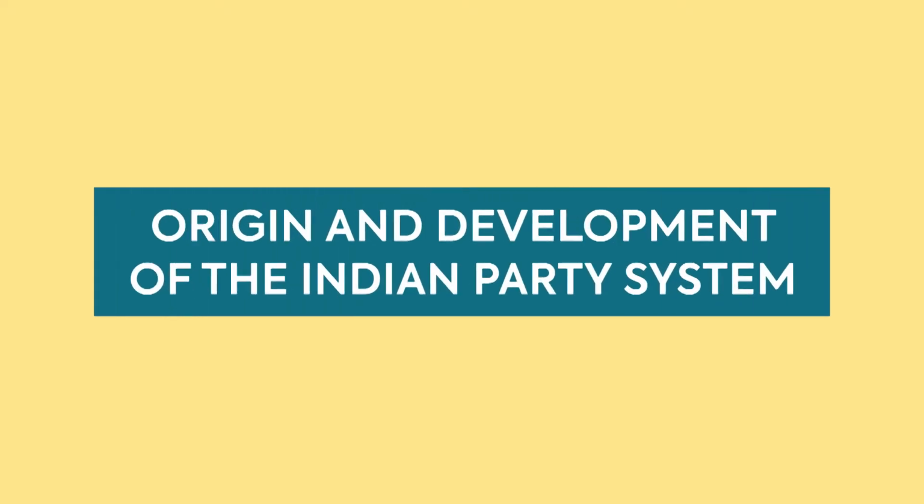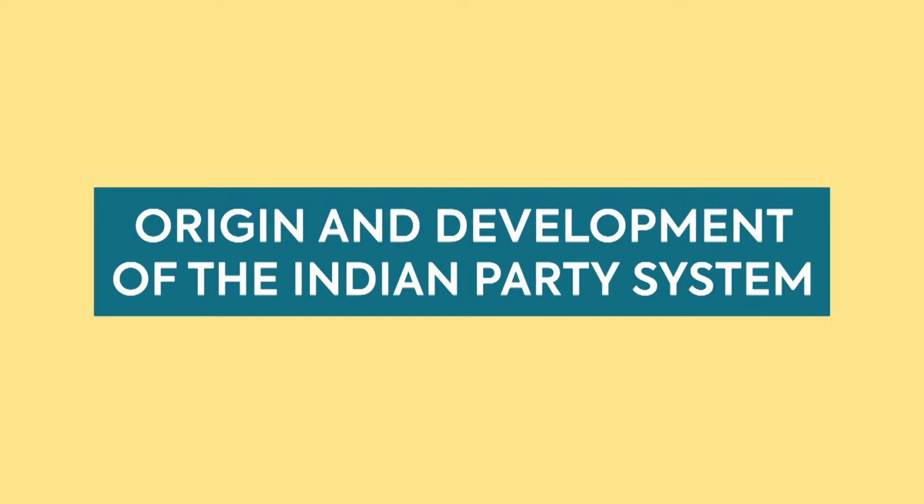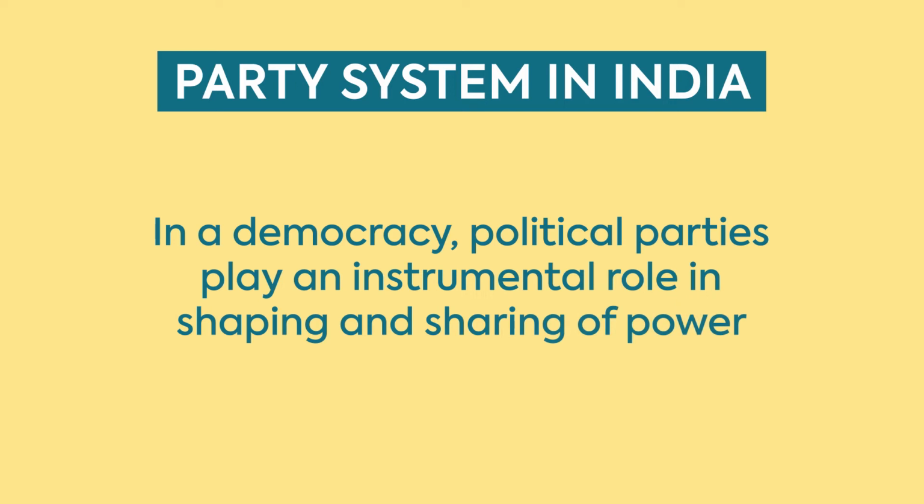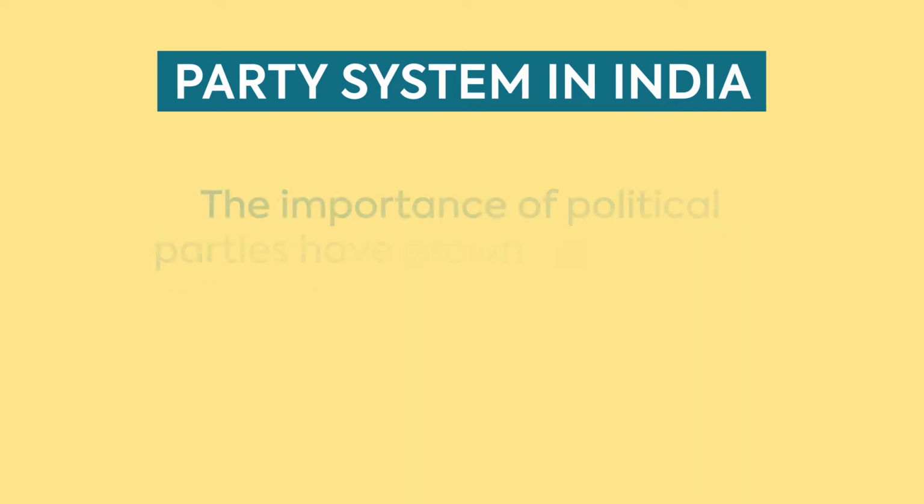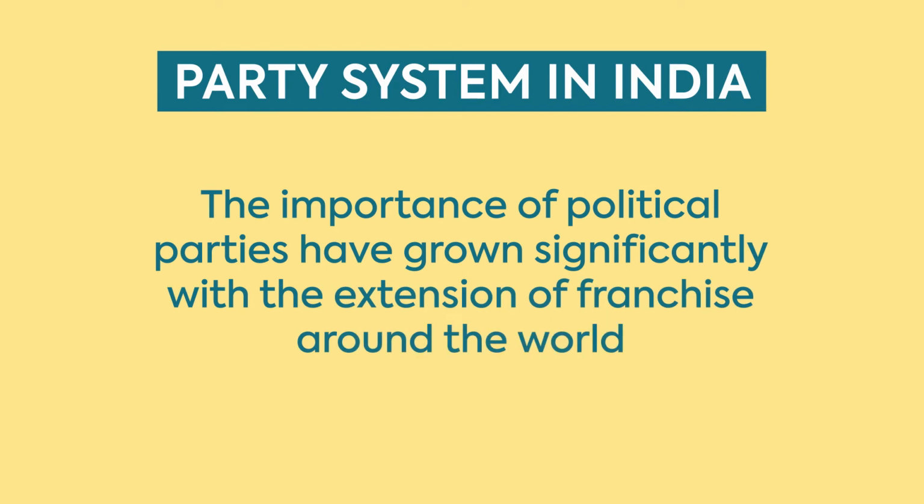Hello students. Today we'll be discussing the origin and development of the party system in India. In a democracy, political parties play an instrumental role in the shaping and sharing of power. Political parties have assumed enormous significance with the extension of universal adult franchise around the world.